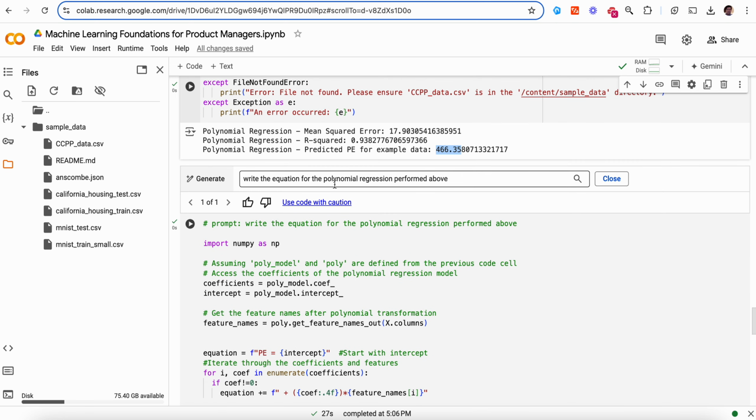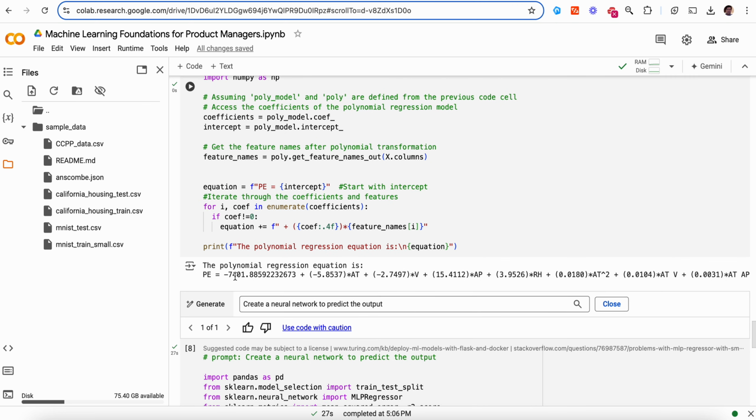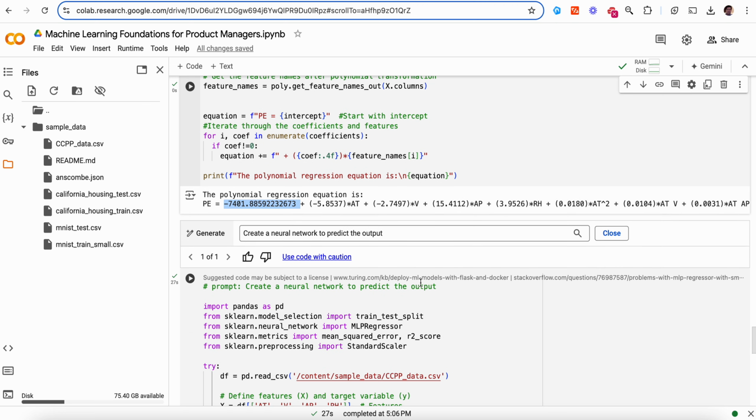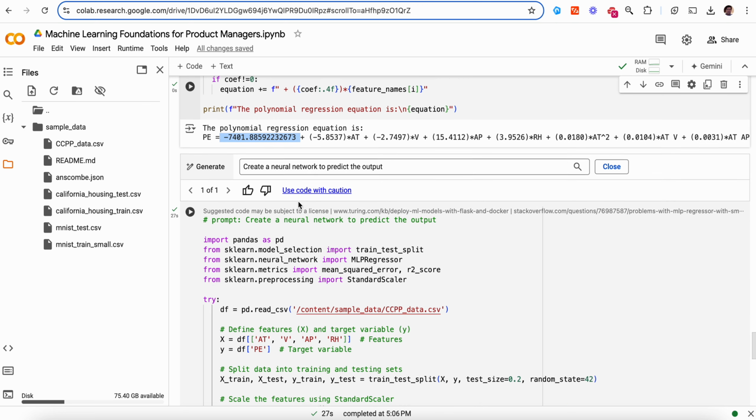Then I tried to write the equation for the polynomial regression performed above, and that's the equation with that intercept value. And this is interesting because it's a negative intercept. Which kind of says to us that if everything is zero, then we'll get negative energy produced, which is obviously not right.